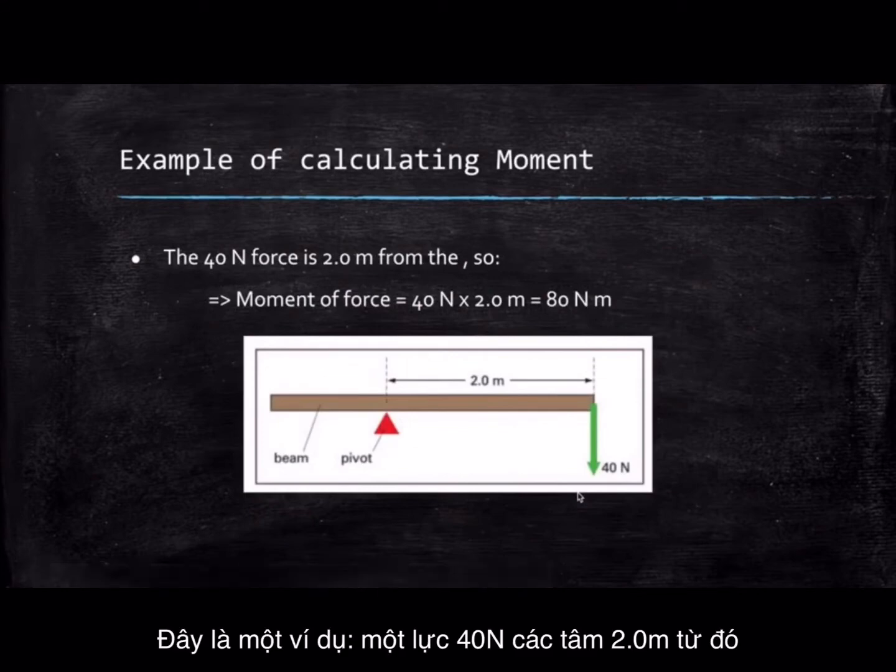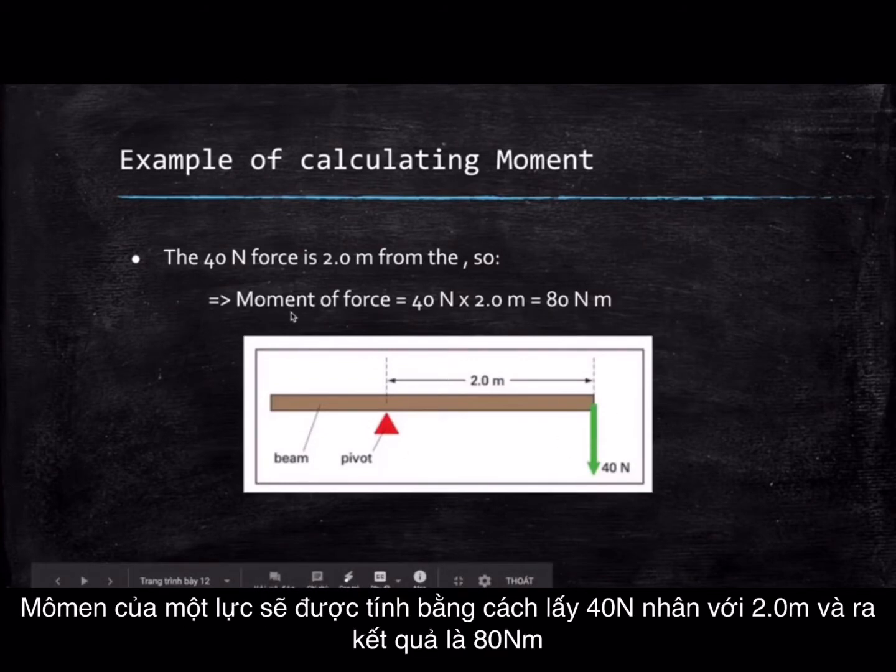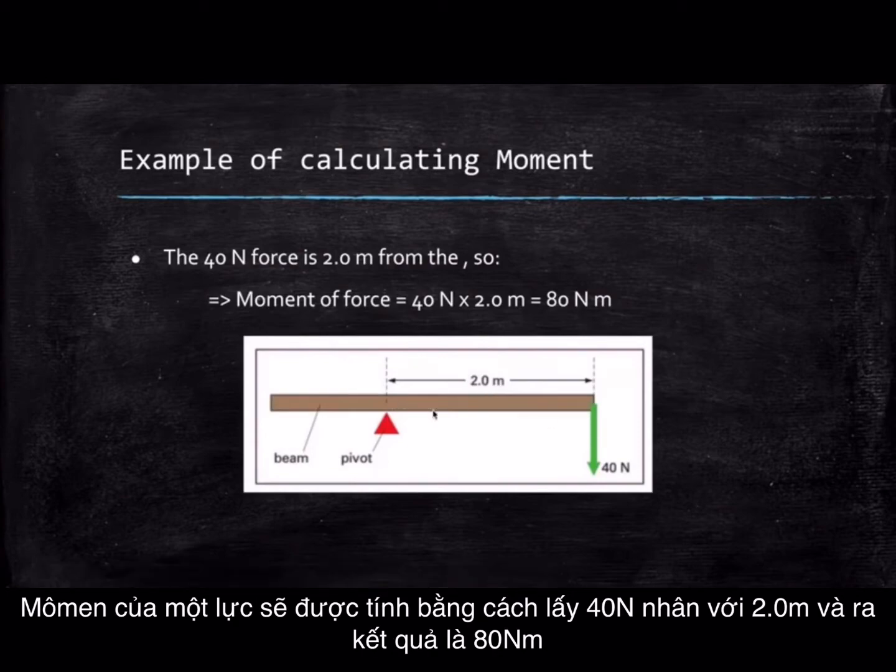Example of calculating moment. The 40 Newton force is 2 meters from the pivot. So, the moment of the force equals 40 multiplied by 2, and that means 80 Newton meters.